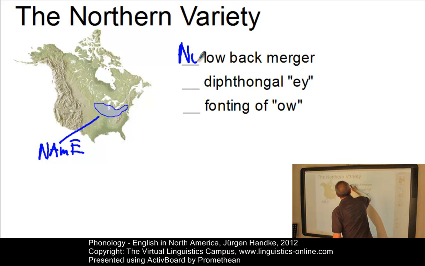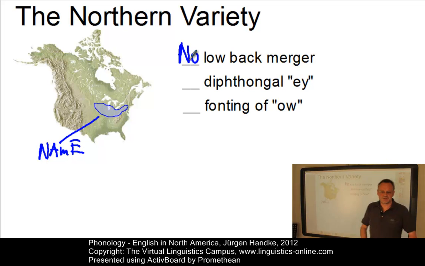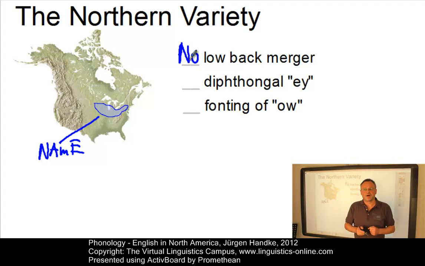So there's no real low back merger. Words such as caught and cot, this is my British version, are kept distinct. Also, the variety is known to use diphthongal A, so words such as made and say involve some sort of off-glide. And finally, there's a relatively high resistance towards the fronting of O, so instead of saying go, people say go and low in the north.